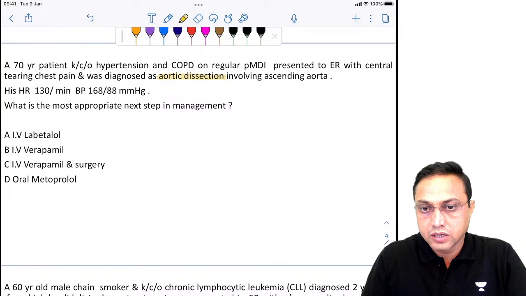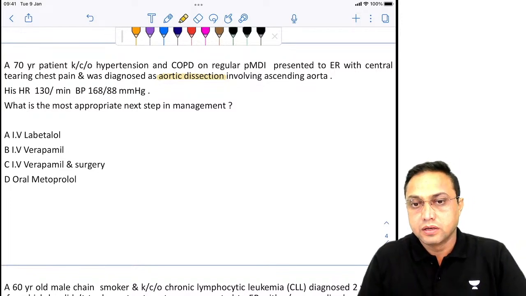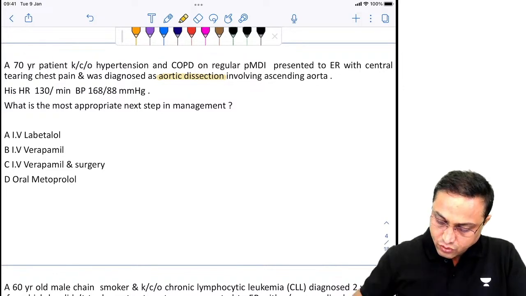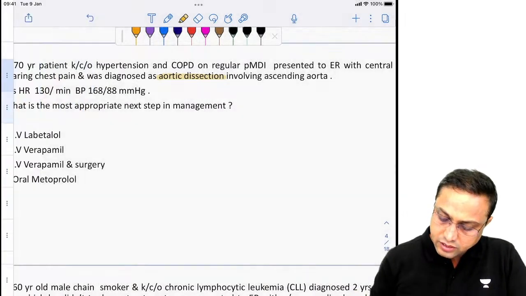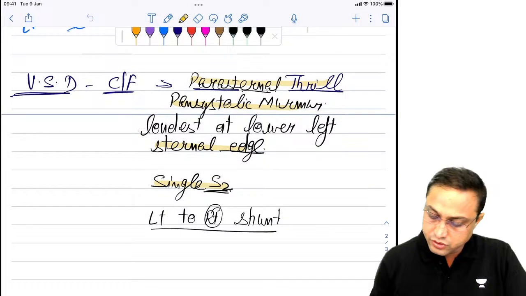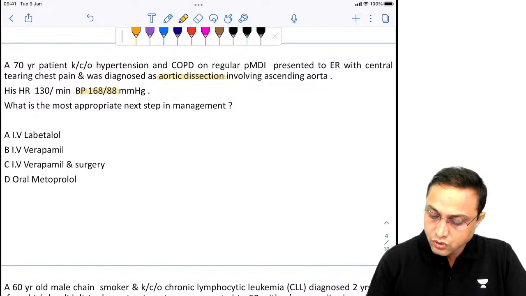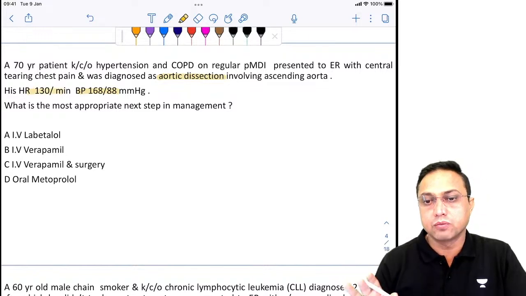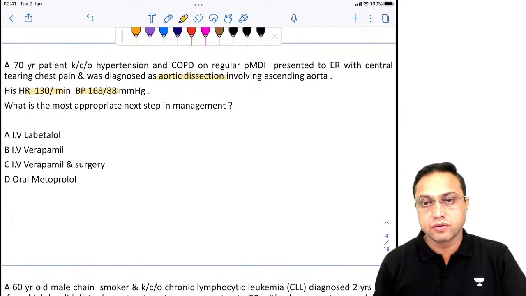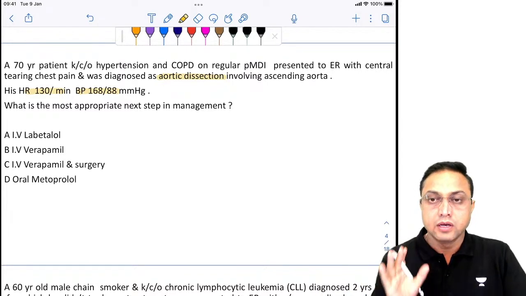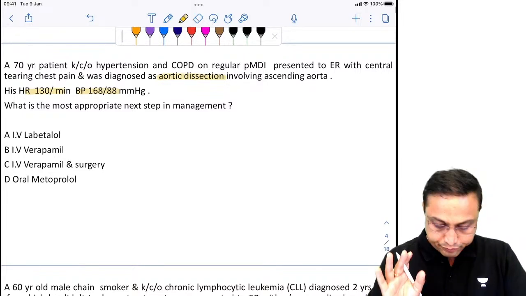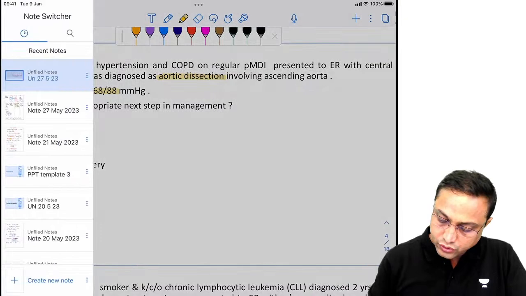I am getting the answer A. I understand why you are giving A. You must be looking at the blood pressure, the hypertensive crisis. Most of you must be thinking that his blood pressure is on the higher side, the heart rate is also high, that's why we are going to give labetalol. Your thinking is like this, but let me explain. Labetalol is not going to be the answer. Why?